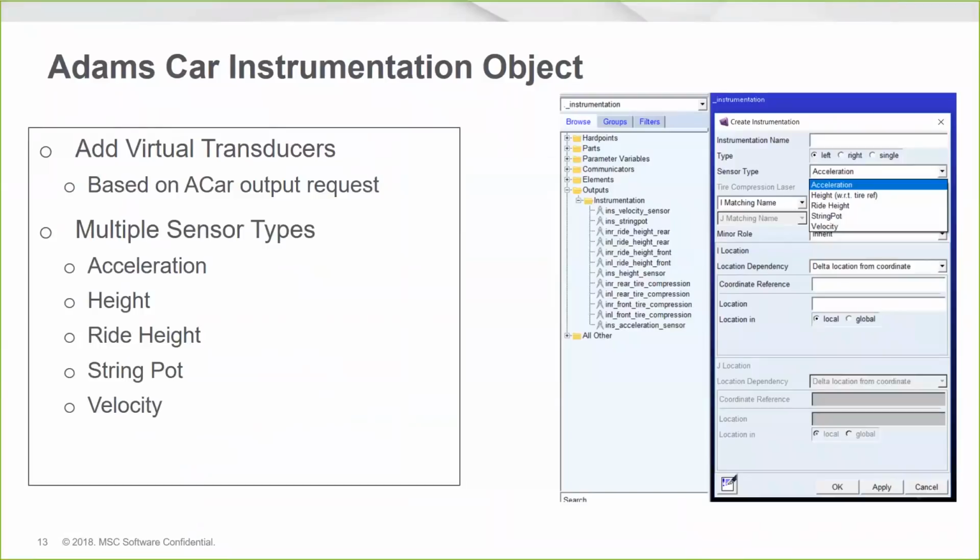The Adams Car instrumentation object is yet another new object in Adams Car this release. This one allows us to add virtual transducers, and it's based on an Adams Car output request. There are a number of sensor types that this gives us: an acceleration sensor, a ride height, string pot style sensor, and a velocity sensor. So it's another easier way to instrument the vehicle and maybe have things that match up with physical tests.